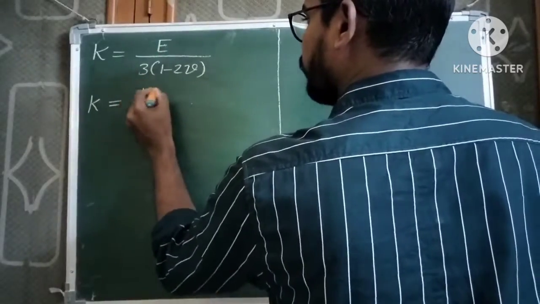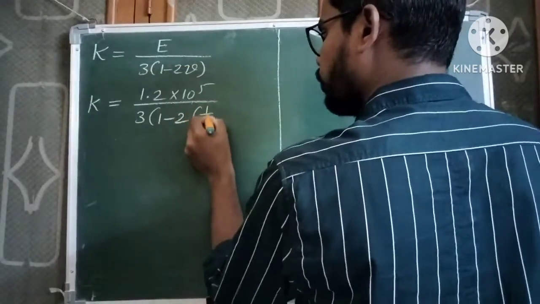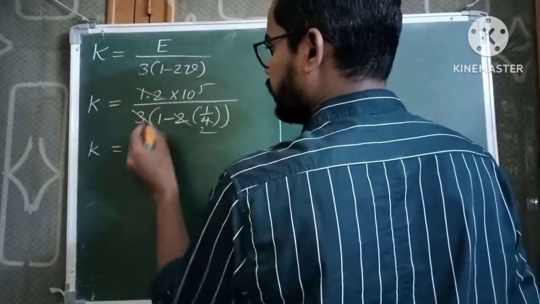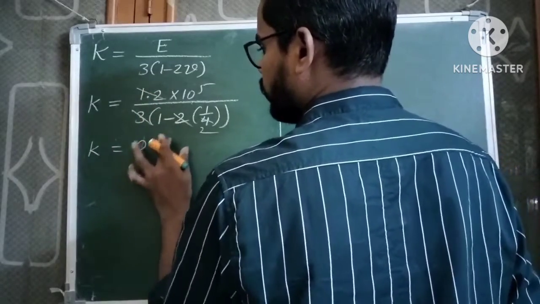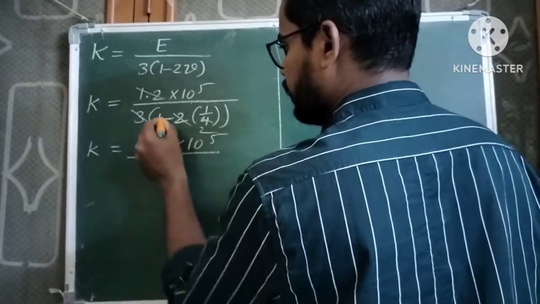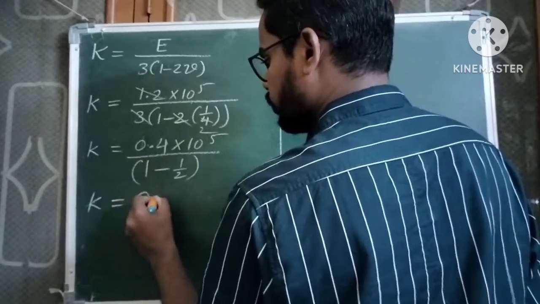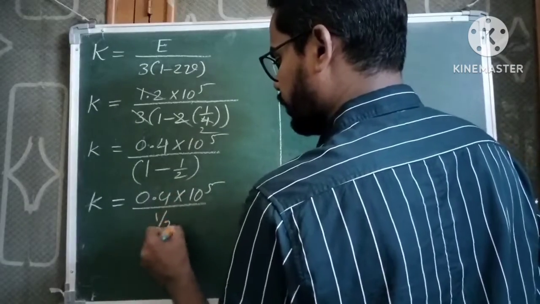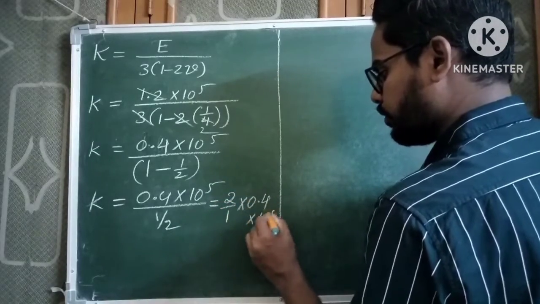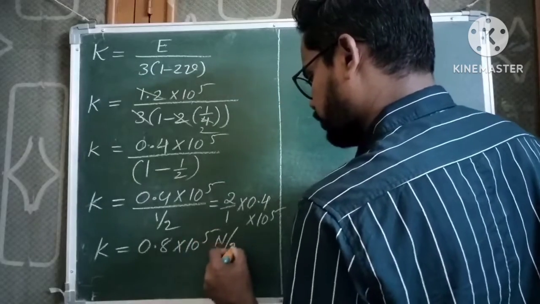E is already given, how much? E is equal to 1.2 into 10 to the power of 5 Newton per mm square by 3 into 1 minus 2 nu. Poisson's ratio how much? 1 by 4. So 2 ones are 2, K is equal to 1.2 into 10 to the power of 5 by 3 into 1 minus 1 by 2. 1 minus 1 by 2, how much? Again 1 by 2. So 0.4 into 10 to the power of 5 by 1 by 2. Reciprocal of 1 by 2 is 2 by 1. So 2 into 0.4 into 10 to the power of 5, that is 0.8 into 10 to the power of 5 Newton per mm square.